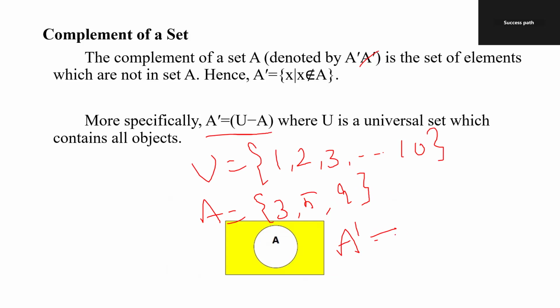So what is the value we will get? Here, you just subtract this and this. So 3 won't come, 5 won't come, 9 won't come. We get 1, 2, 4, 6, 7, 8 and 10. So this is the complement of A.